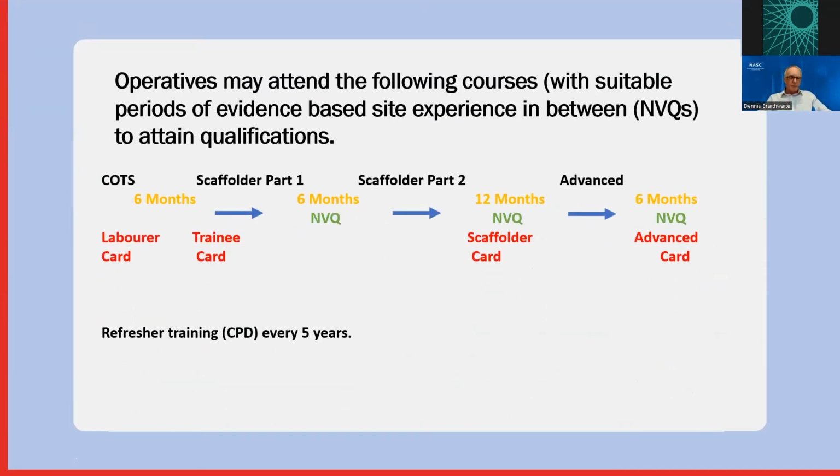what happens with scaffolders training is, first of all, an operative can apply for a COTS card. Now, this is a labourer's card, basically. It involves a short training course. I'll go into what's involved with the training course in a second, but he then needs to work as a labourer, learning the trade of various things for at least 6 months. And at that stage, he can then take his Scaffolder Part 1 course, and he receives a trainee card.